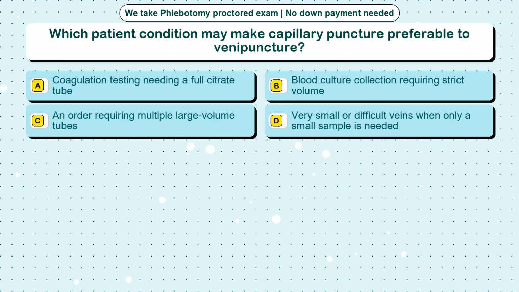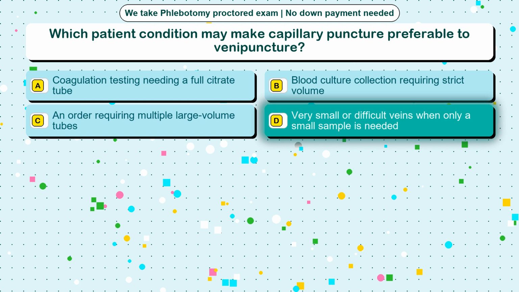Question 60. Which patient condition may make capillary puncture preferable to venipuncture? Option A, coagulation testing needing a full citrate tube. Option B, blood culture collection requiring strict volume. Option C, an order requiring multiple large volume tubes. Option D, very small or difficult veins when only a small sample is needed.